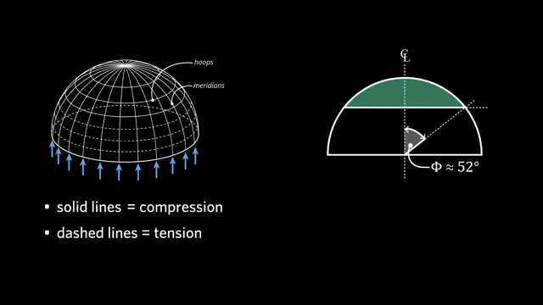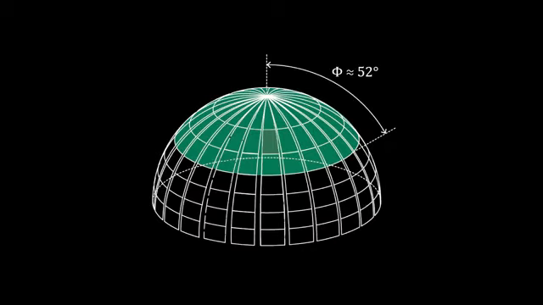Going back to meridians and hoops, notice in the sketch the dashed lines. Below the 52-degree mark, we have tension in the hoops, which can lead to cracking in the concrete. The meridians are always in compression, hence the lines are always drawn solid. The hoops go into tension as you go down towards the support. They're in compression towards the top of the dome and then transfer into tension below that 52-degree mark.